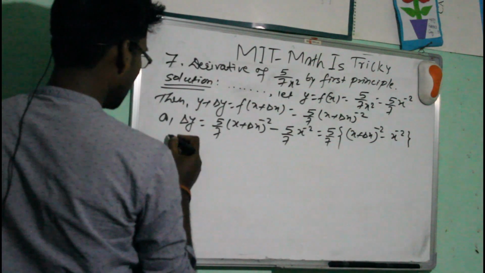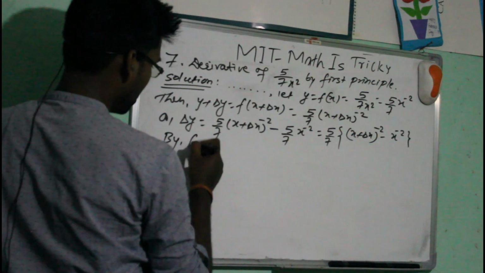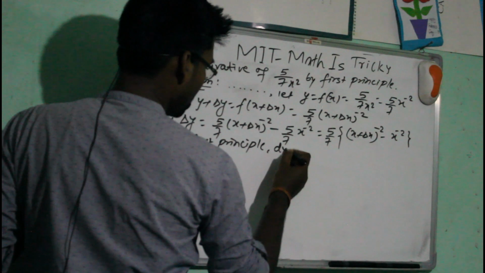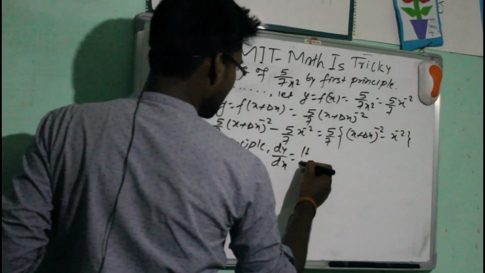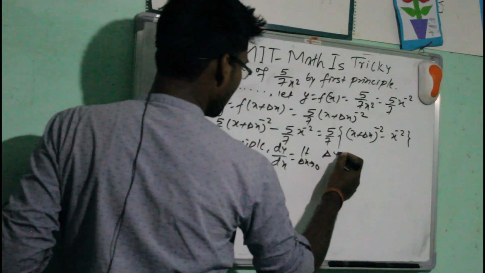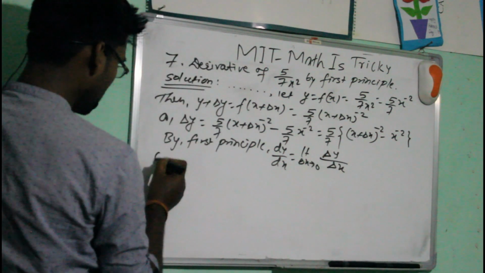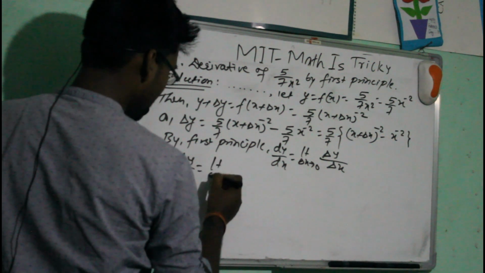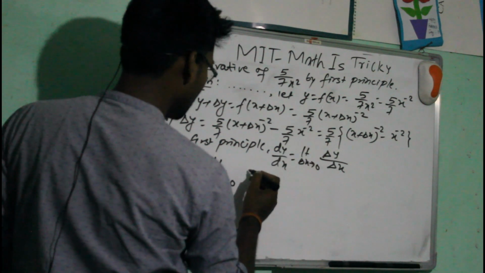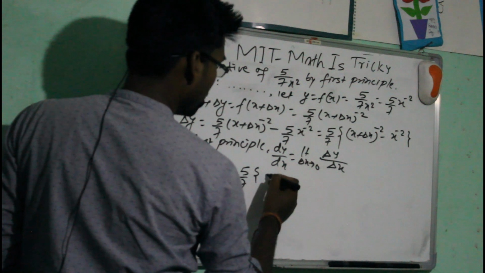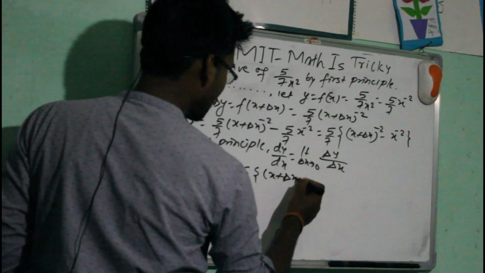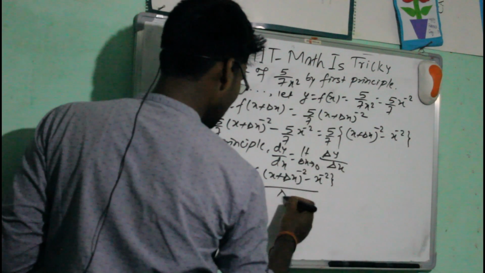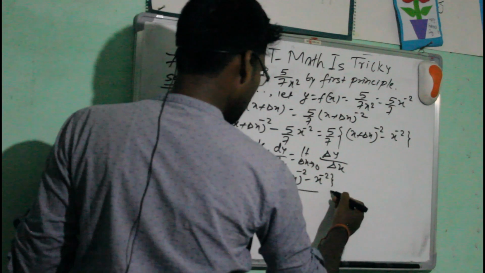Now by definition, or by first principle, dy by dx equals the limit as delta x tends to 0 of delta y by delta x, isn't it? So now let's simplify this, then we'll get our final answer. dy by dx equals the limit as delta x tends to 0 of delta y, which is here simply 5 by 7 times the bracket (x plus delta x) to the power minus 2 minus x to the power minus 2, divided by delta x. So try to simplify this.